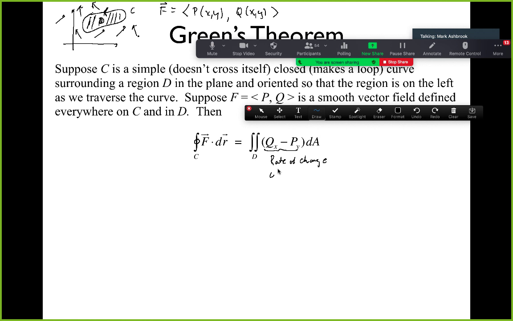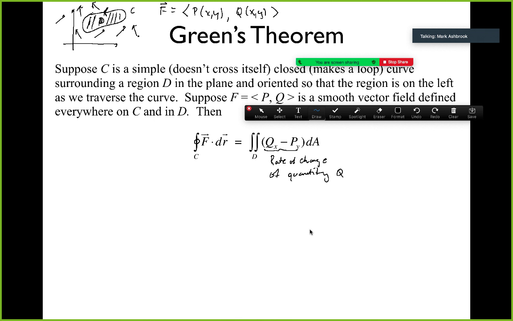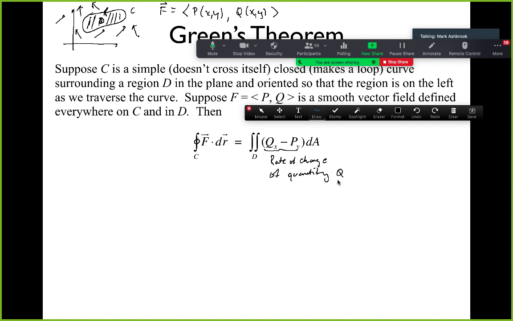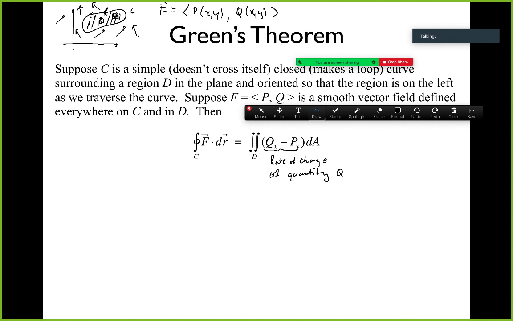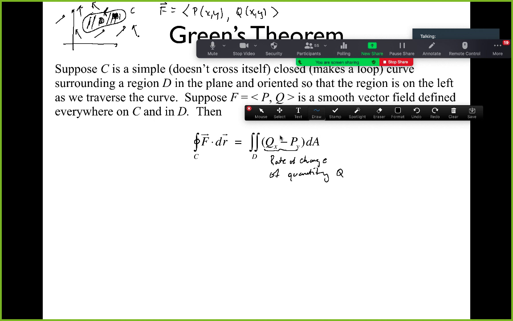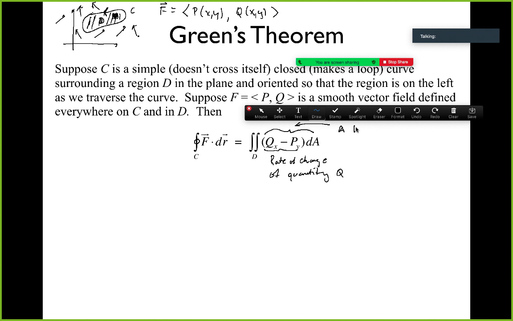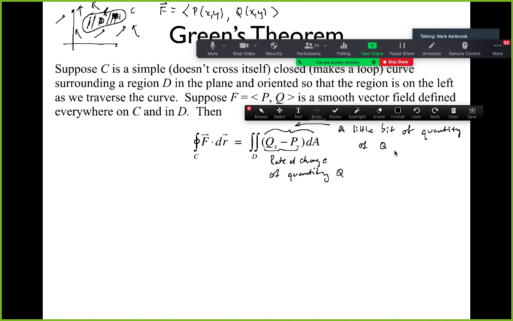It's a rate of change of a quantity called Q. It's one of these multivariable rates, like we saw when we were doing double integrals to start with. So when you multiply that rate times dA, right? dA is like a little rectangle, dx dy. And when you multiply those two together, you get a little bit of quantity Q, or a little change in Q.